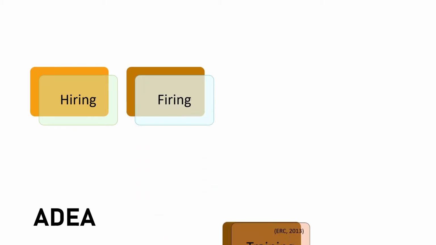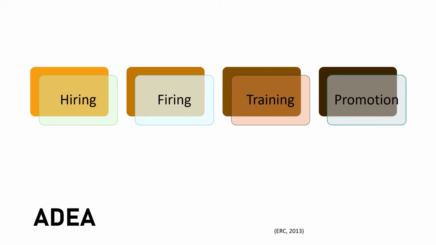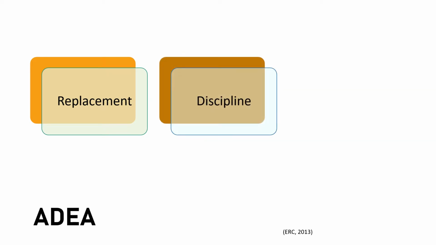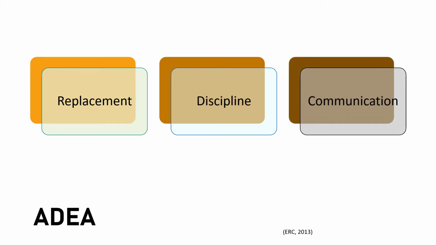It does not matter how close an employee is to retirement when making decisions regarding hiring, firing, training, promotion, or any other employment conditions. Managers must never replace an older employee with a younger one without a legitimate reason. Managers may not discipline older workers differently than younger workers or communicate in any way that implies an age bias.